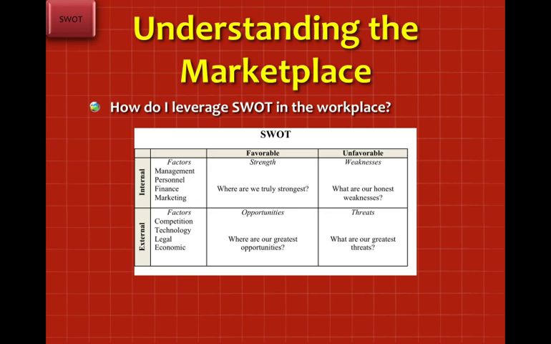Now, we get to a position where we're looking to try to build a SWOT. And the SWOT is nothing more than strengths, weaknesses, opportunities, and threats. Strengths and weaknesses are internal to the organization. Opportunities and threats are considered external. Strengths and opportunities are favorable. Weaknesses and threats are unfavorable.